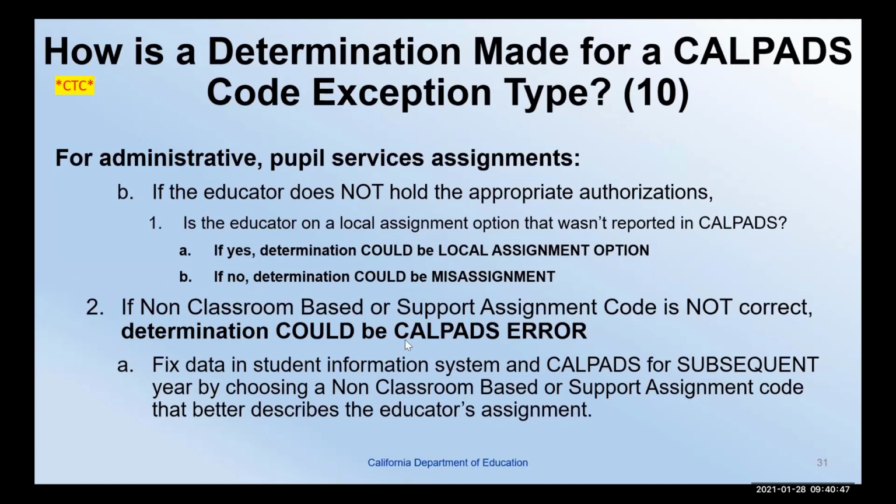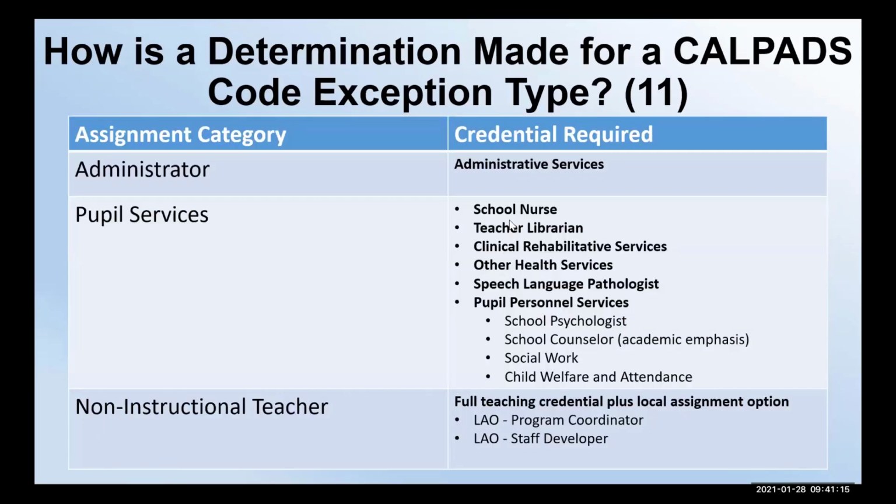Now, if the non-classroom based or support assignment code was not reported correctly, then this could be a CalPADS error. And again, CalPADS errors that are determined in CalSAAS should be addressed and then reported accurately in the subsequent reporting cycle. There are several different assignment categories that we have codes for in CalPADS. They generally are lumped into three separate categories, otherwise known as job classifications in CalPADS. So we've got administrators, we've got pupil service assignments, and then we've also got some teacher assignments.